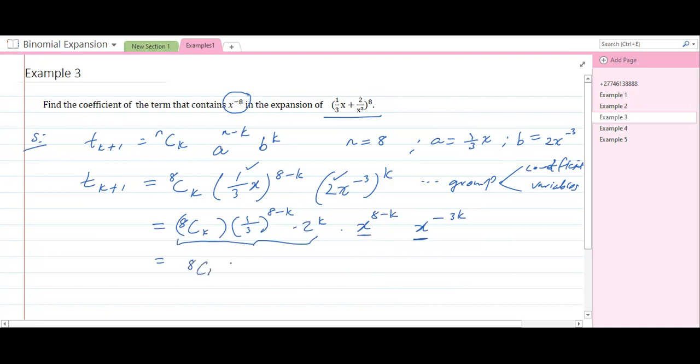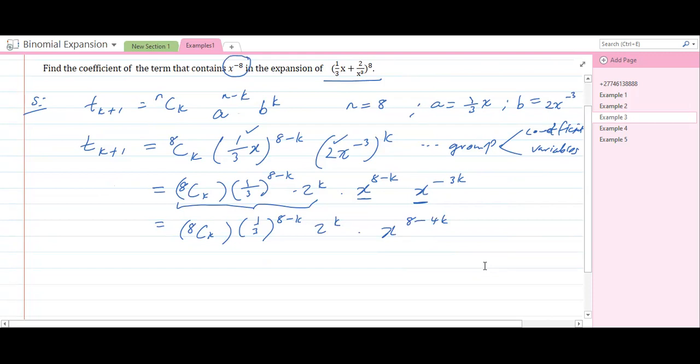8 choose k, 1 over 3 to the power 8 minus k, 2 to the power k, into x to the power 8 minus 4k. Now, we want to compare this and find the coefficient. So this is basically equal to something with x to the power negative 8. So we can take x to the power negative 8 and equate it to x to the power 8 minus 4k, because the final result needs to be negative 8.